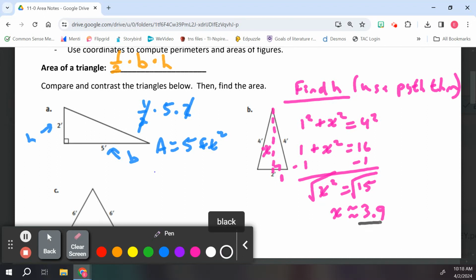And now that we have this height, that's our h, we can put it into the area formula. So this will be 1/2 times 2. Remember, this only works to find the height. It's not the actual base. The base is 2 times 3.9. Someone tell me, what's the answer about? Should be pretty easy. 1/2 and 2 cancel, so we're left with what?